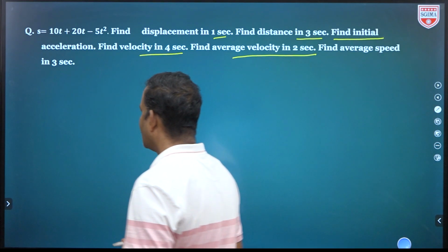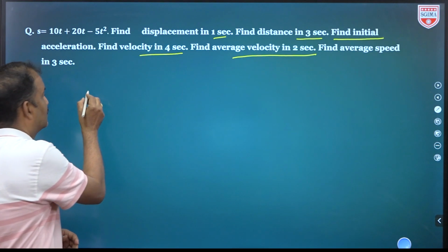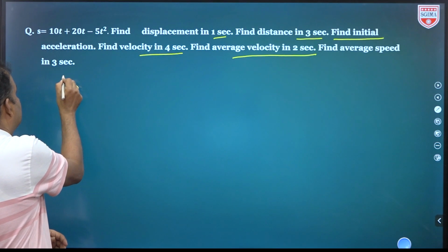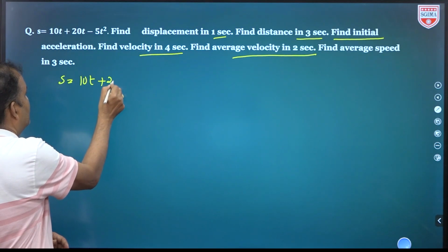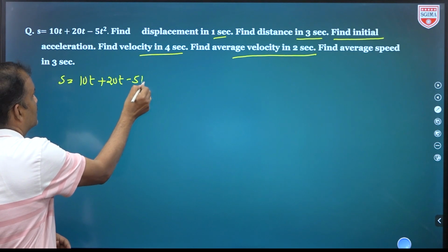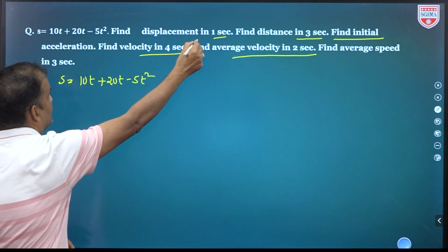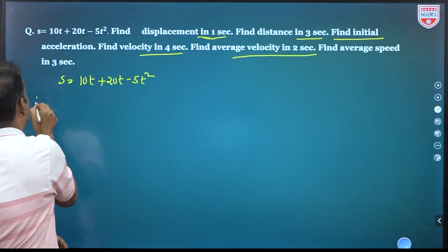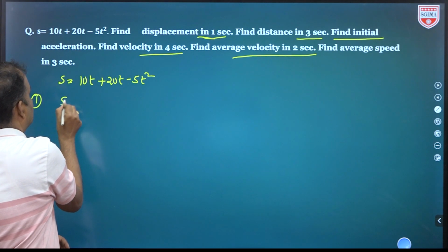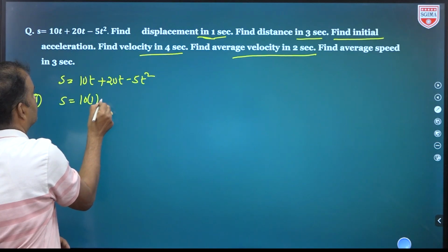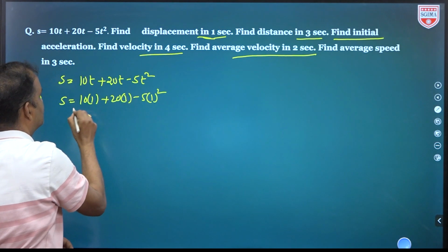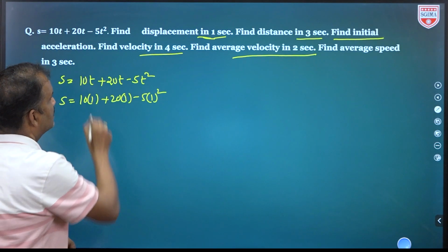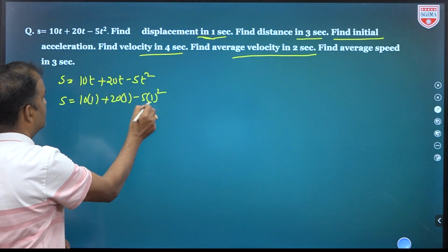So I am calculating. See, S is 10t plus 20t minus 5t square. Displacement in 1 second, substitute t equal to 1 second. I got the displacement. If it is in meters, it is meters. If it is centimeters, it is centimeters.